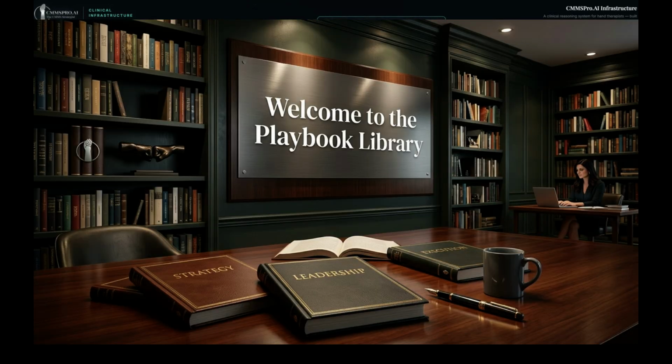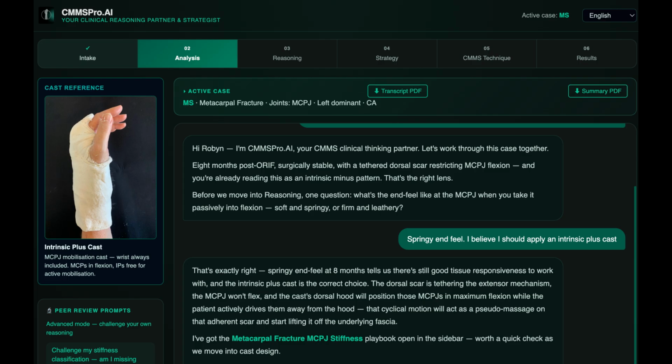This is for diagnostic-specific reasoning pathways, as well as the cast designs. This is where images are stored that match the cast or orthotic designs being recommended, so the therapist sees the actual design alongside the reasoning rather than an abstract recommendation.